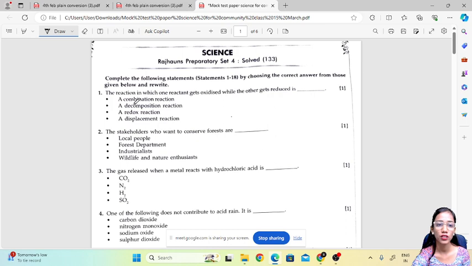The first question is: the reaction in which one reactant gets oxidized while the other one gets reduced. Which is this reaction? A combination, decomposition, redox or displacement reaction. We know that one reactant getting oxidized and the other getting reduced is a redox reaction. So the first answer is redox reaction.